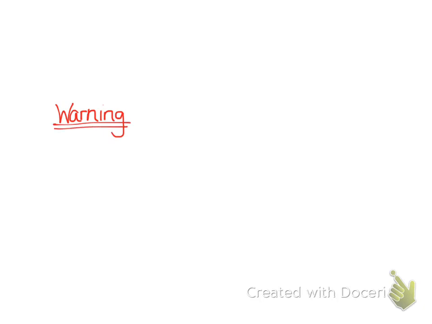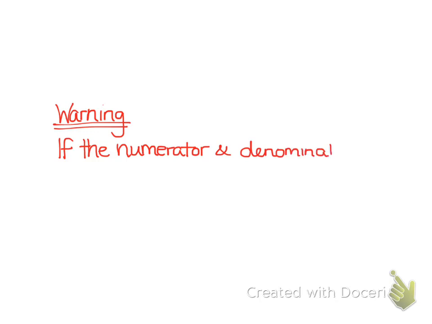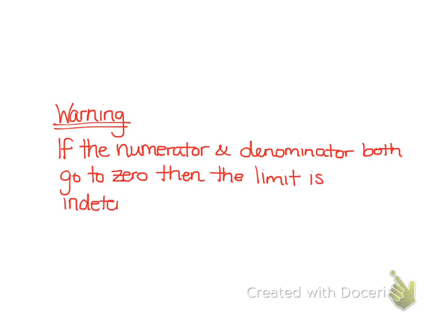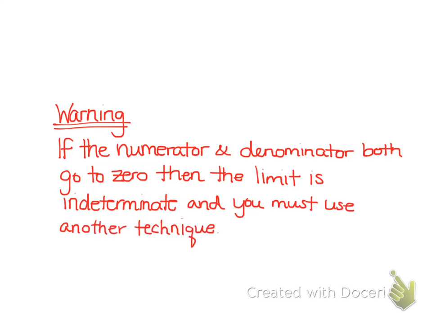There's one warning, however, when doing these problems. If the numerator and the denominator are both going to 0, then we have an indeterminate form. We know that if we have an indeterminate form, we must use another limit technique to solve the problem.